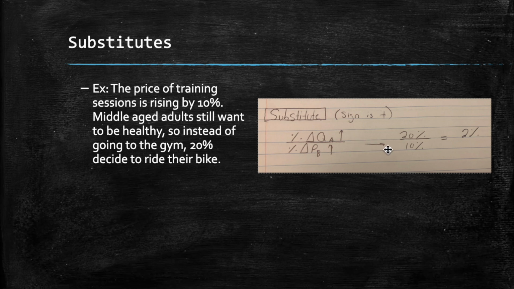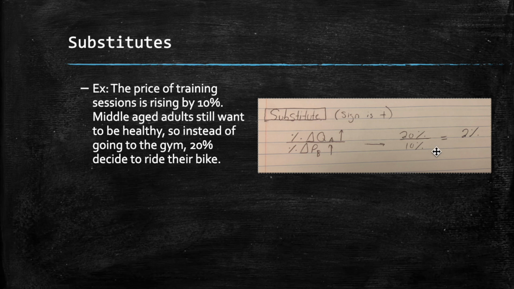Now it's just plug and chug. Since we have 20%, that is the quantity. That's going to increase, so that's our top number, 20%, over 10%. 10% is our bottom number, and that's our price.